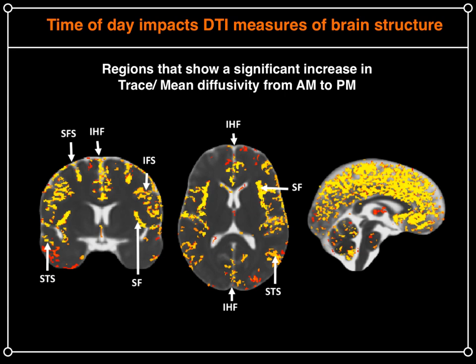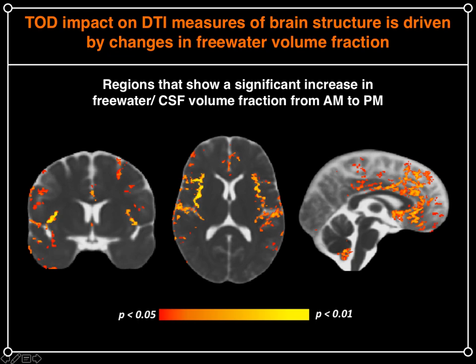We had in our sequence a particular manipulation that allowed us to then look at to what extent this change in mean diffusivity is explained by changes in free water, right? The perfusion, sort of CSF-related changes in the brain. Now, when we looked at it, what we found was that, again, in these same brain regions, the bulk of the change in mean diffusivity, the increase in mean diffusivity from AM to PM, was explained by an increase in the free water volume fraction, suggesting that this is probably something that's related to changes in cerebrospinal fluid from AM to PM.